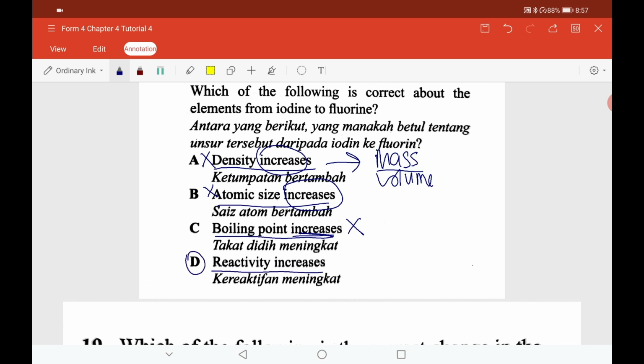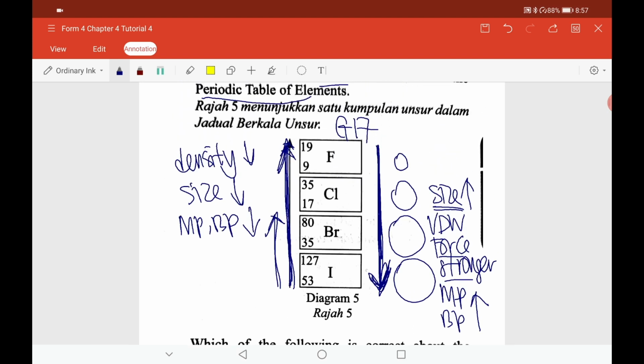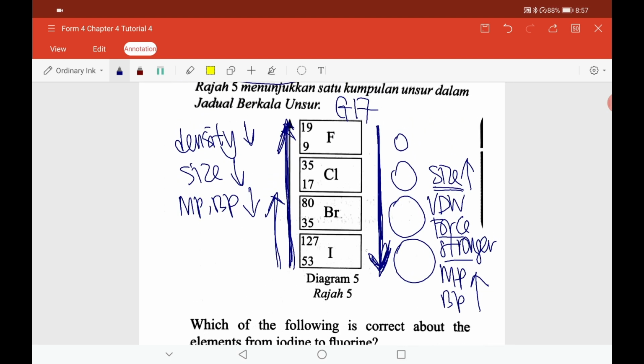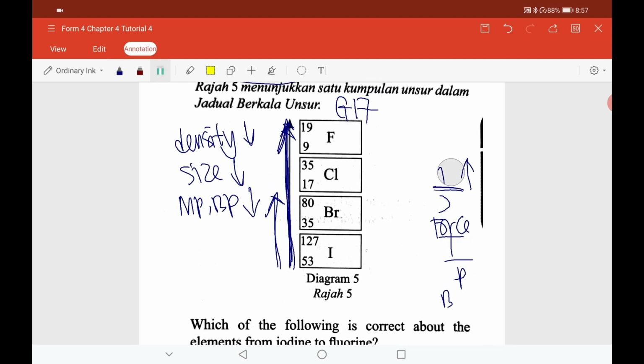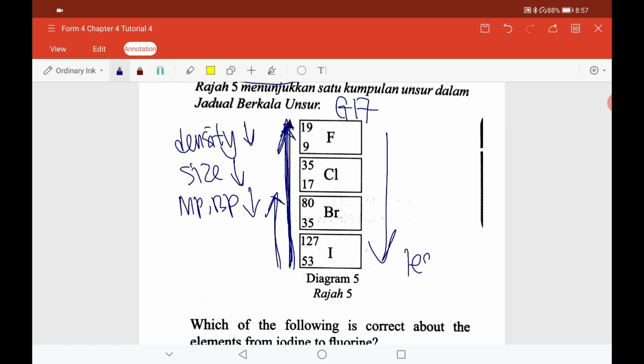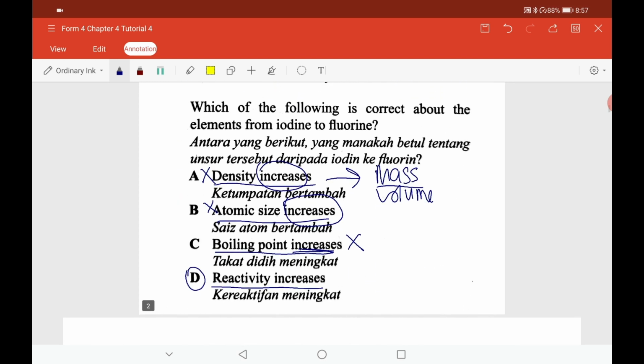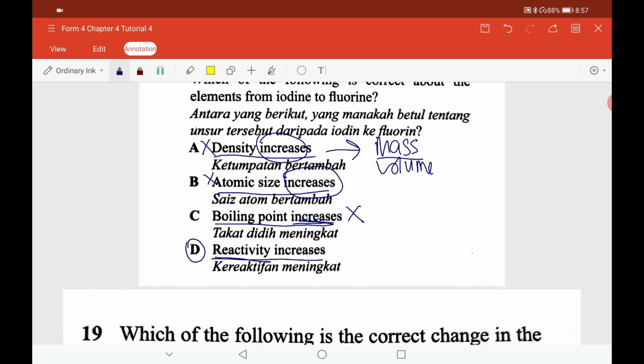D, reactivity increases. This is true. We know for group 17, going down the group, it becomes less and less reactive. So if we terbalik, going up the group should be more and more reactive. More reactive means reactivity increases. So answer D is correct.